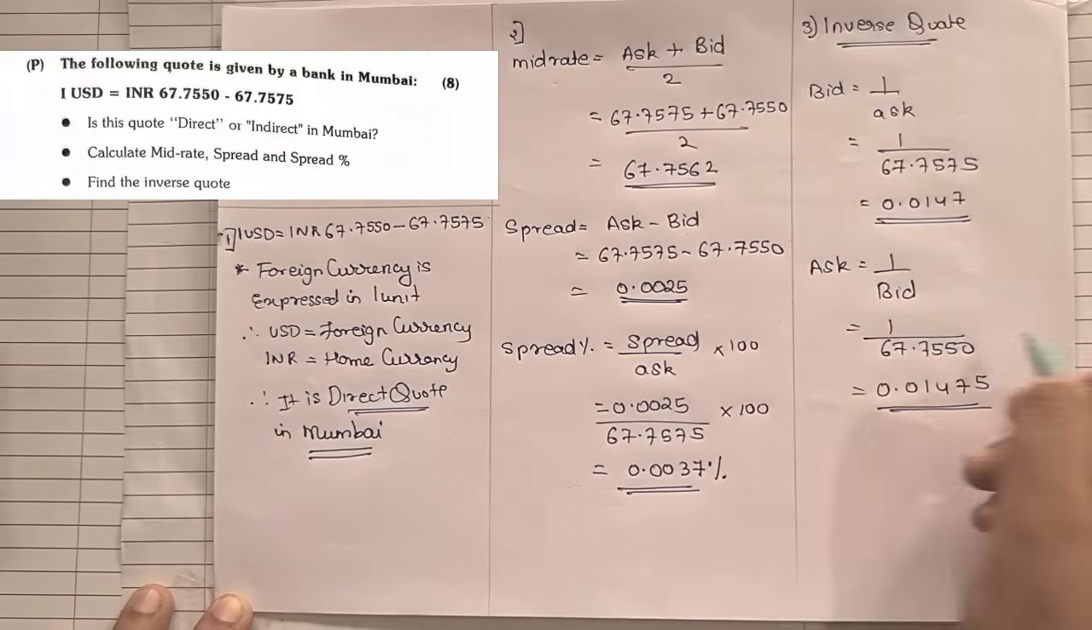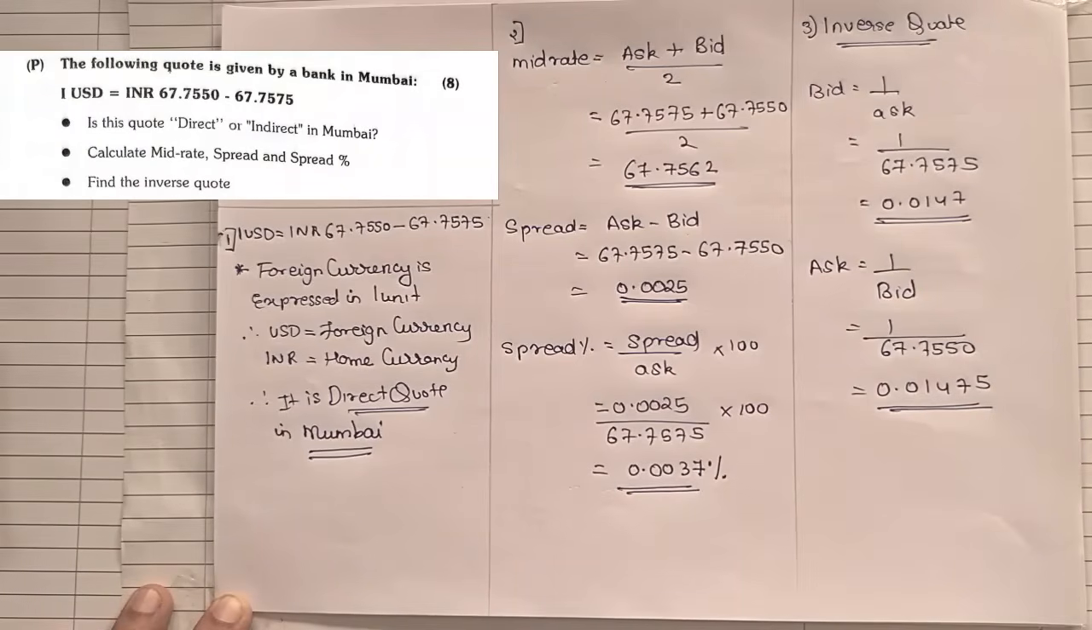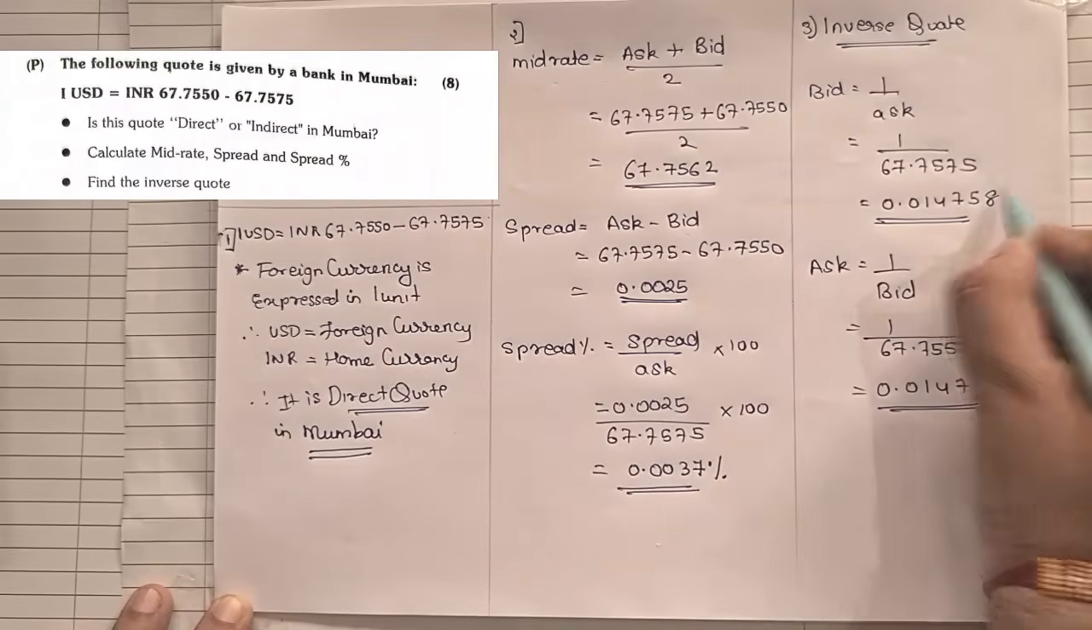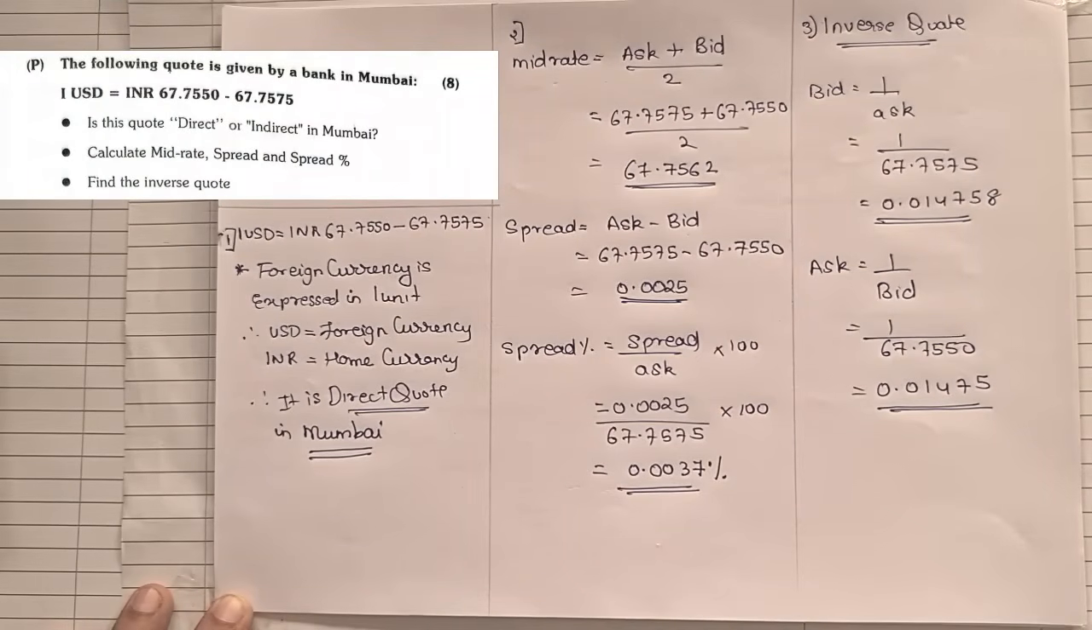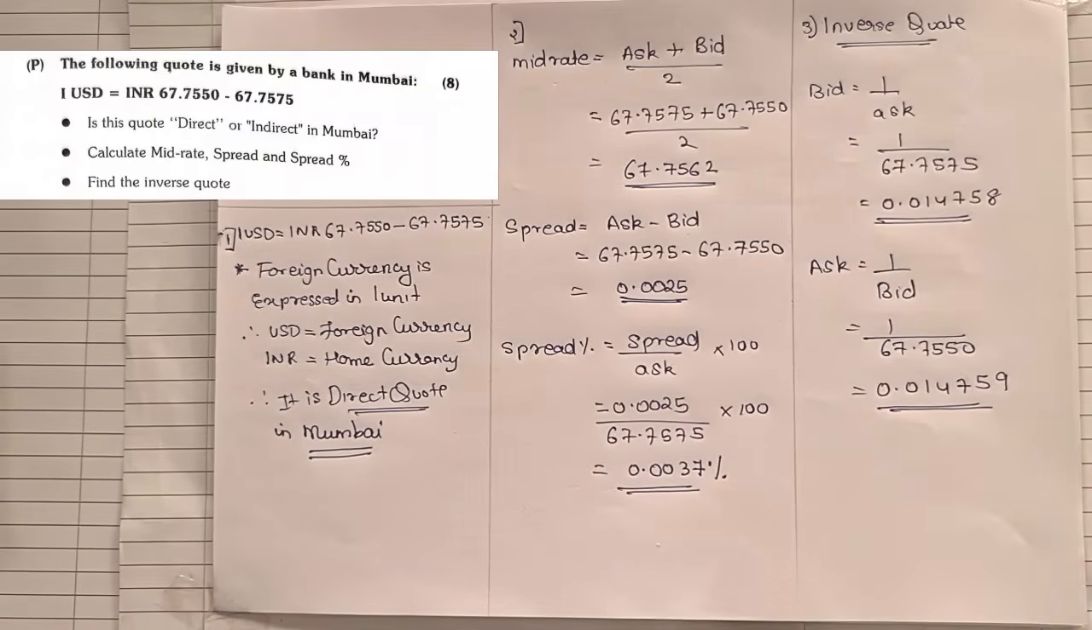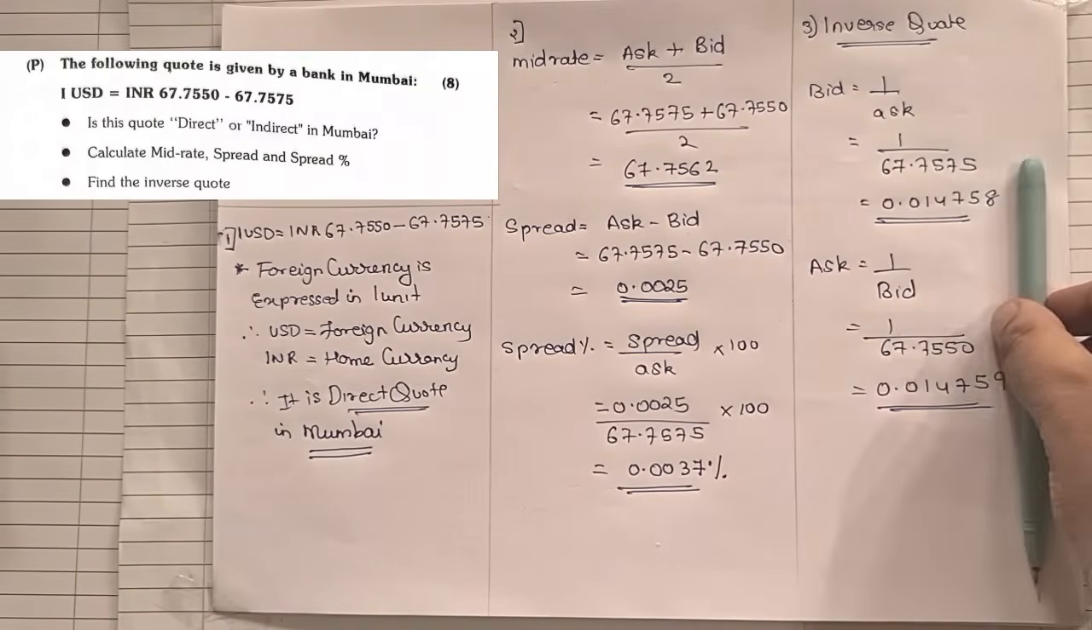67.7575. So fractionally they are different, just by a fraction. So this was coming to 5.8. So here I'll take 1 divided by 67.7550. So this was coming to 5.9. Okay, because the values are coming the same, I was taking one digit extra.